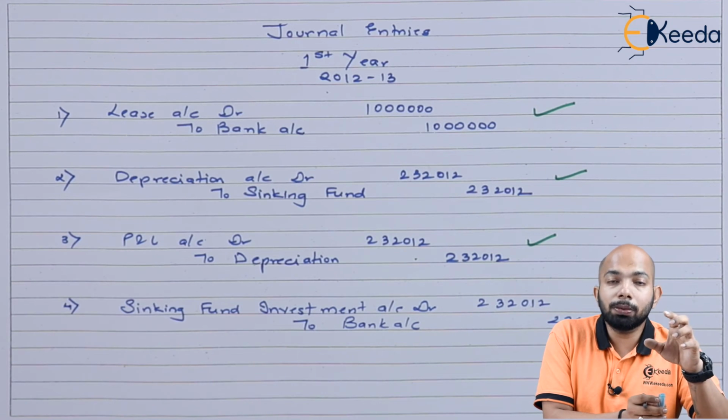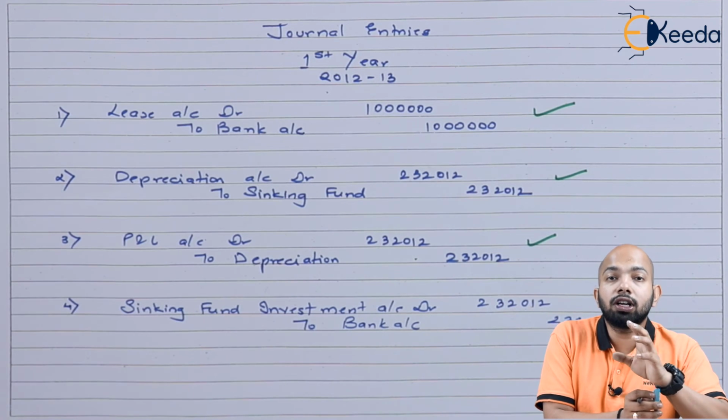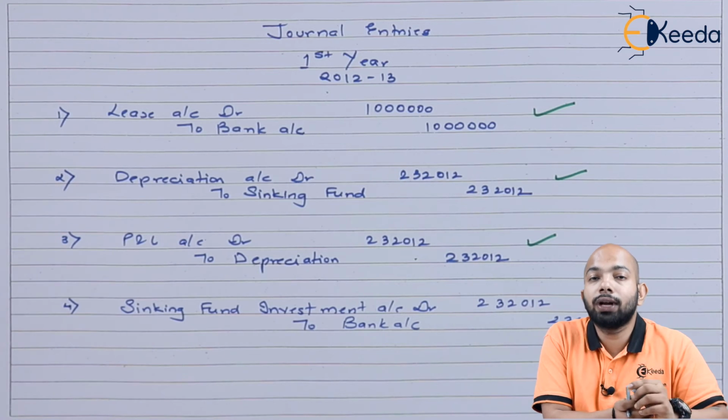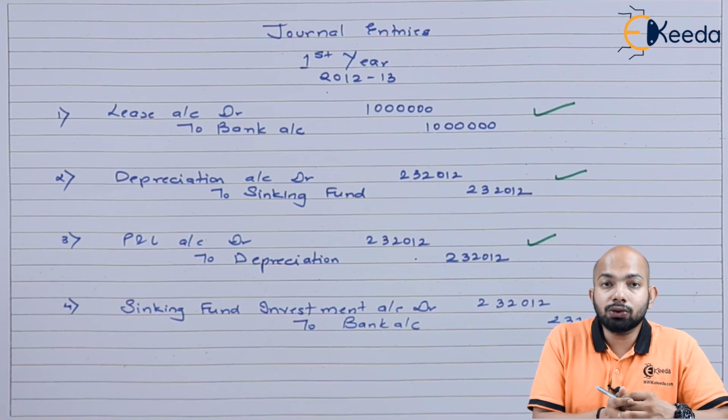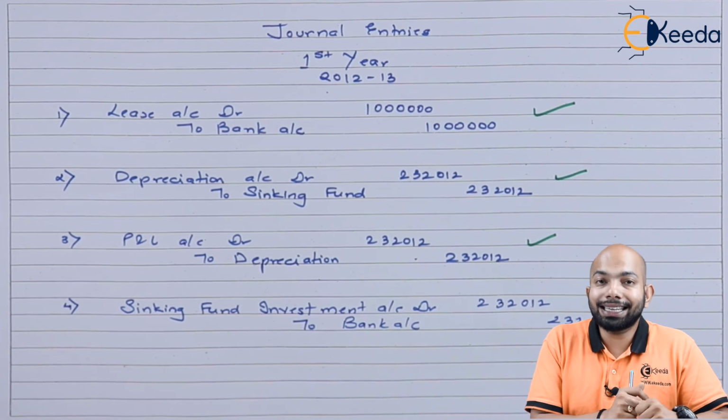So investment account will be created. So sinking fund investment account debit to bank account with the same amount of 2,32,012 rupees. This closes the entry for the first year 2012-13. We'll go ahead with the second year entry.